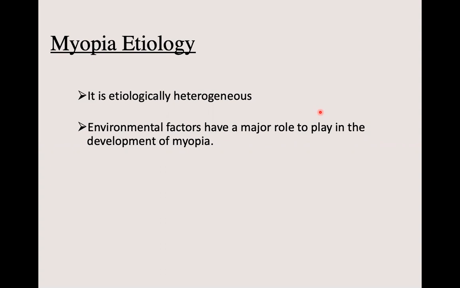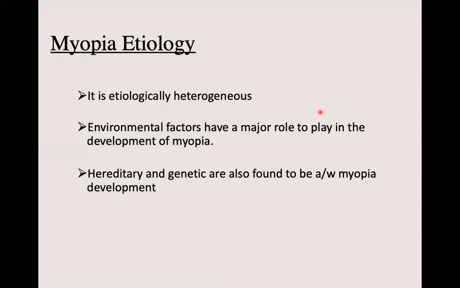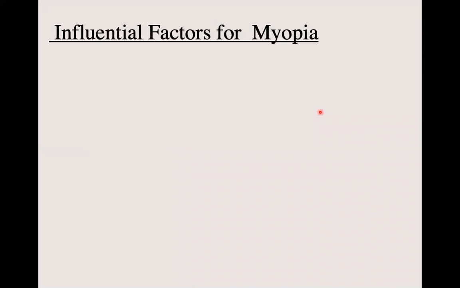Heredity and genetics are also found to be associated with myopia development. Okay, and what are the influential factors or high risks for myopia? It is found that most of the preschool and school children are affected with this myopia.